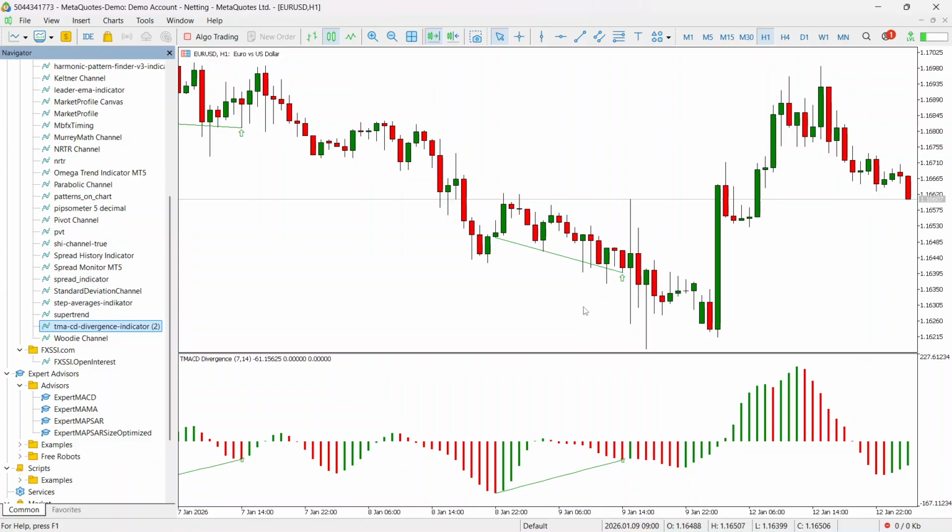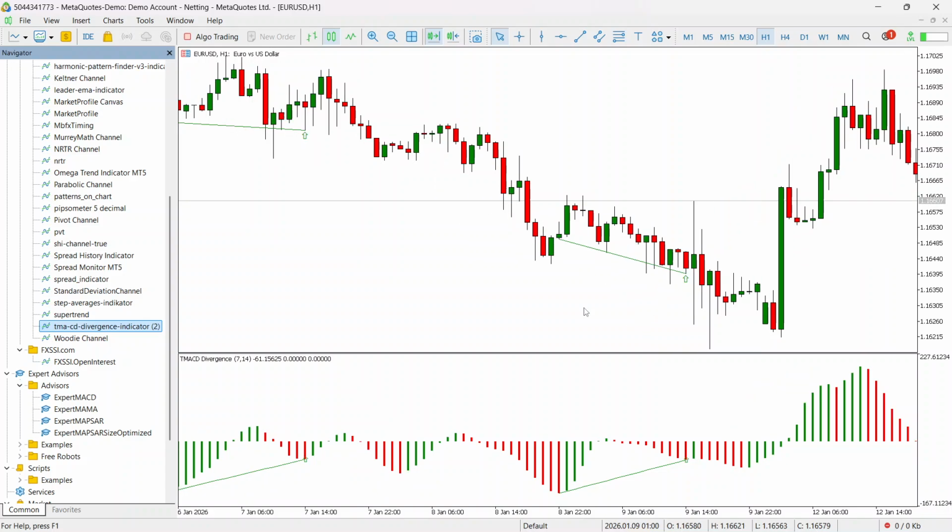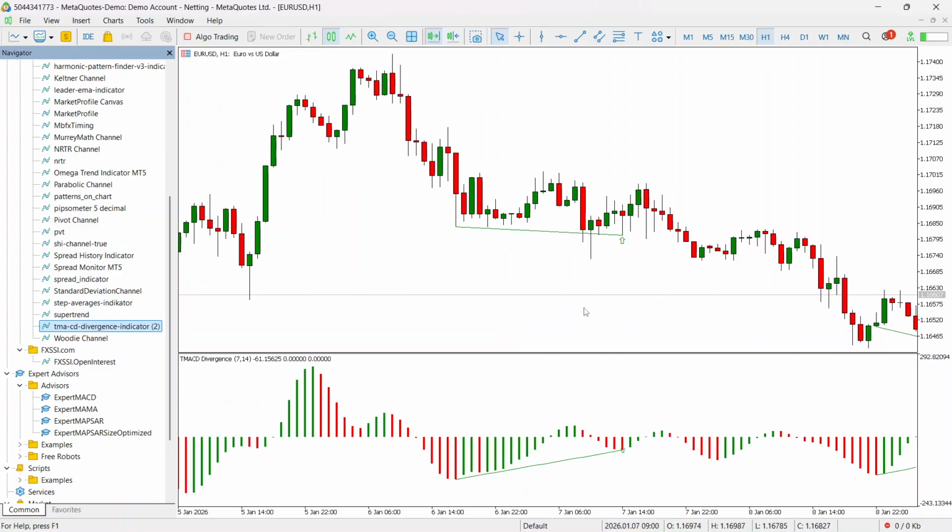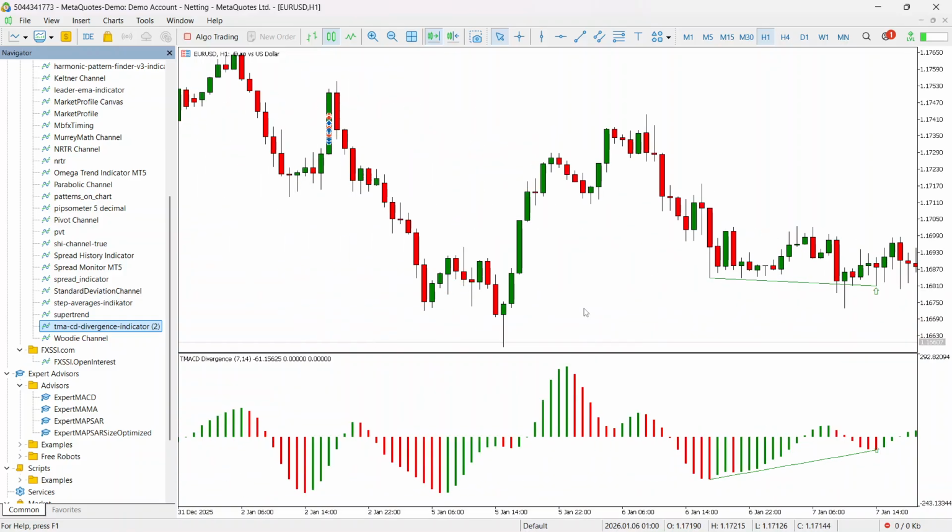As we can see on the chart, over time, these annotated divergence lines help you see where price and the TMA oscillator are out of sync, pointing to potential turning points rather than trend following signals.